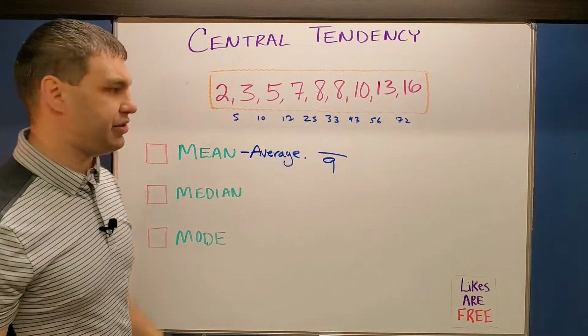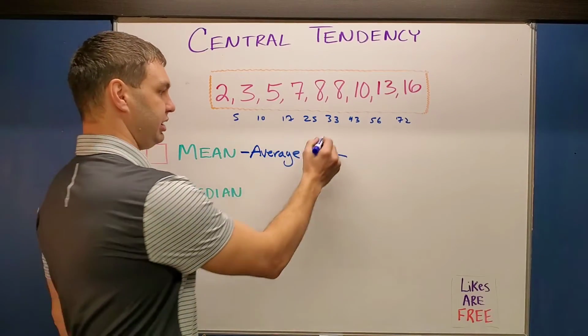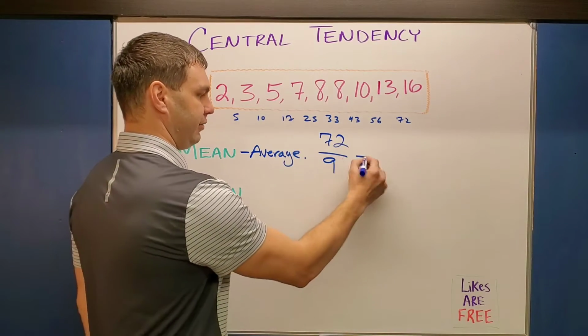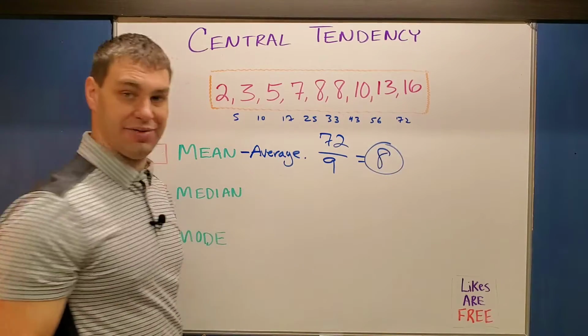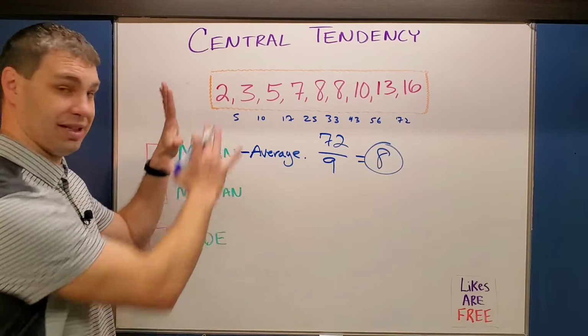All right, it looks like it's 72 after I add up all those different parts. So 72 divided by 9, of course, is going to give me an average of 8. All right, so 8 is the mean for this set of data.